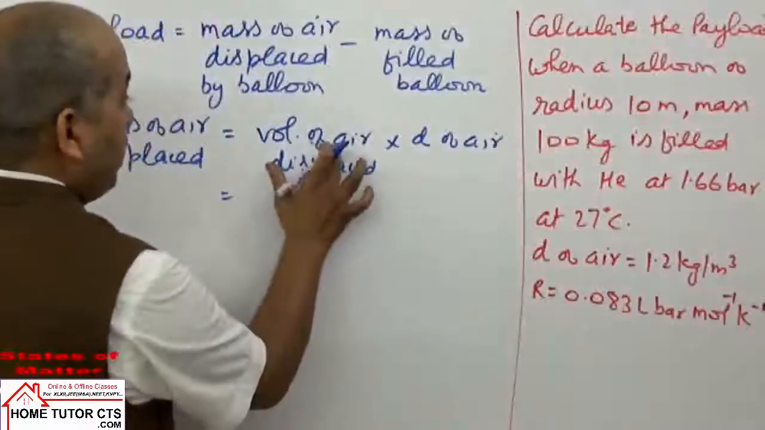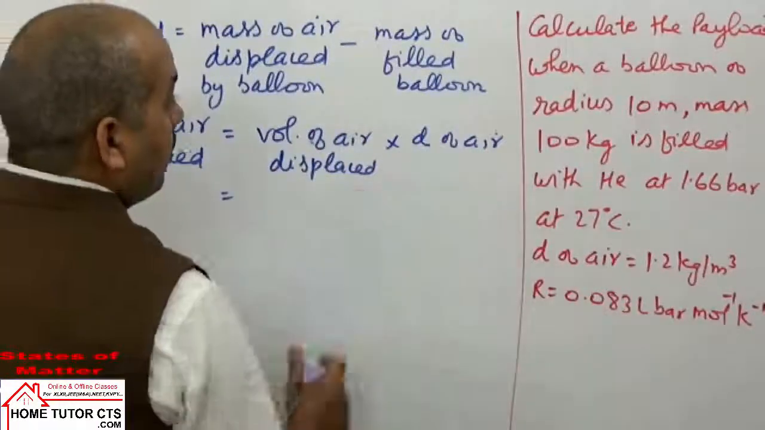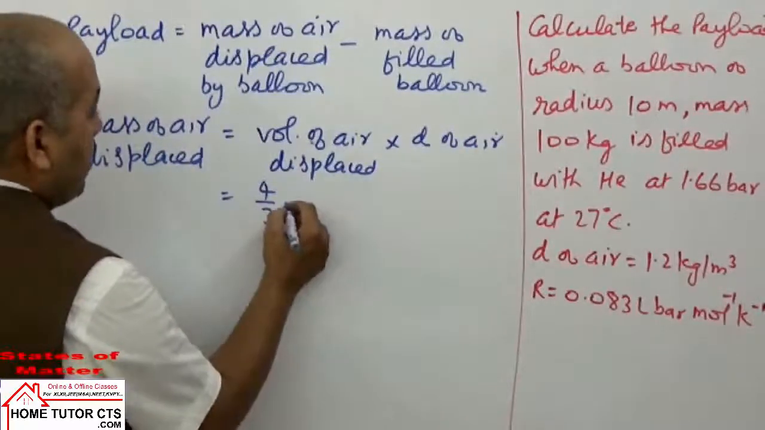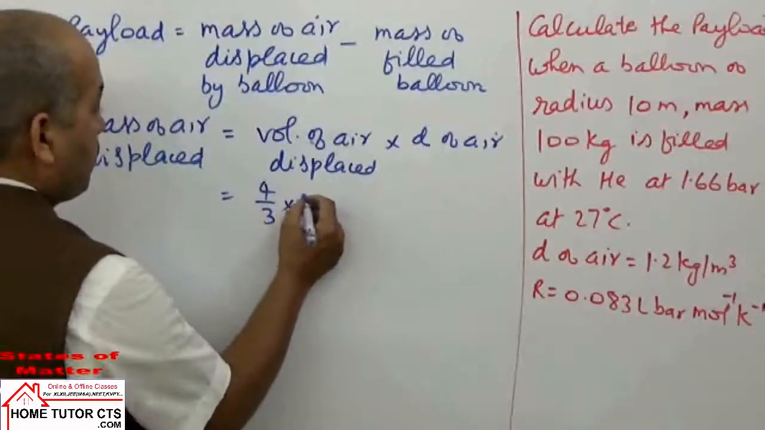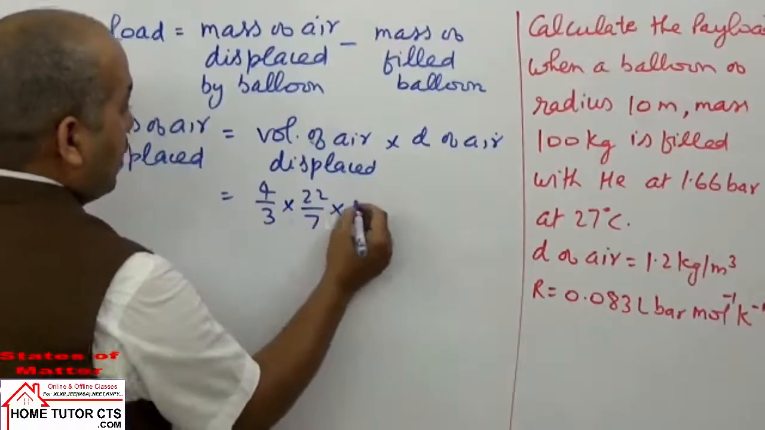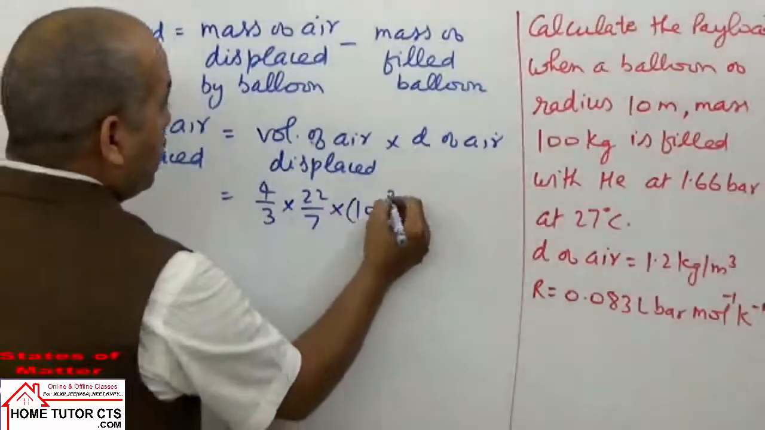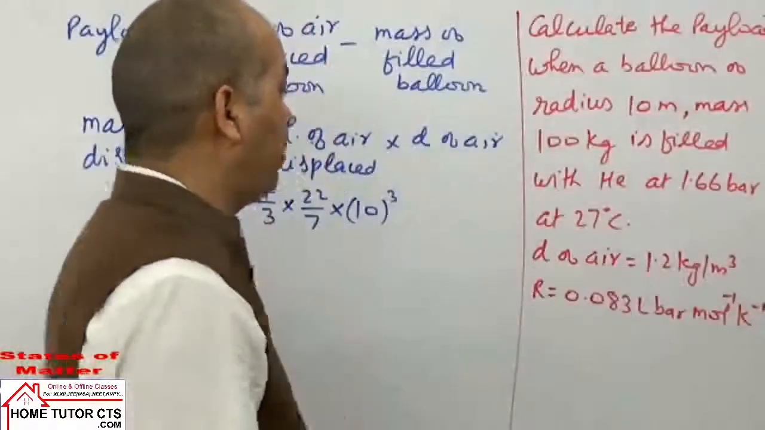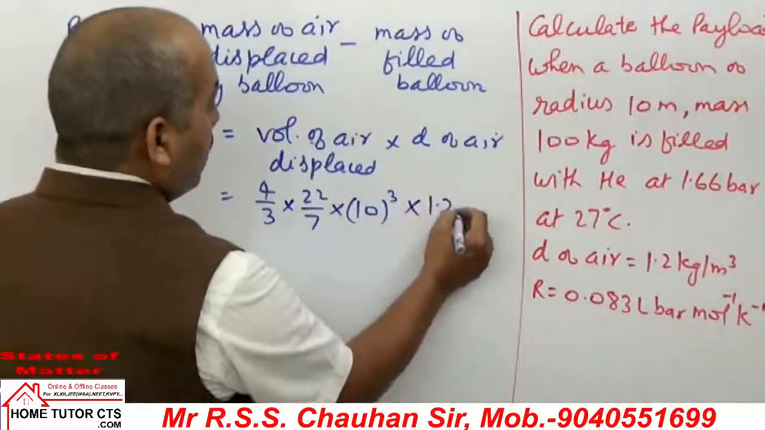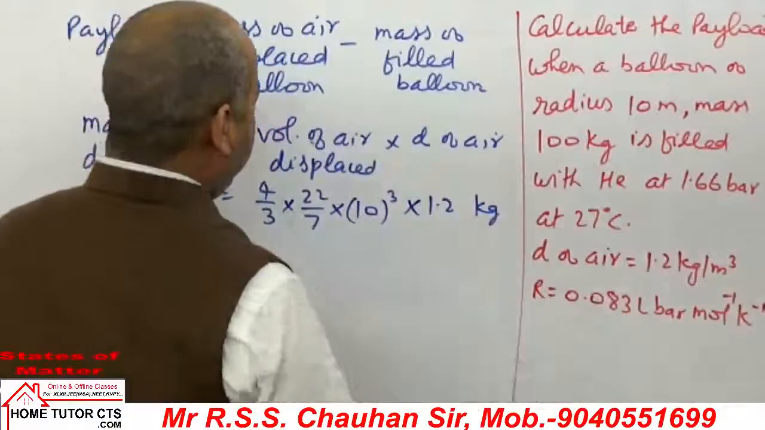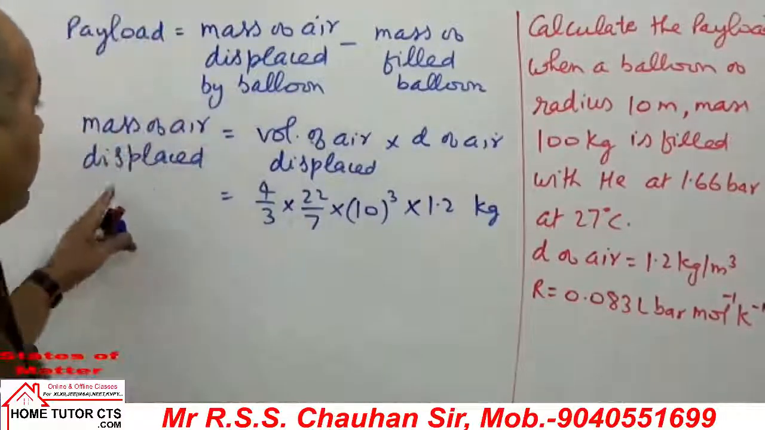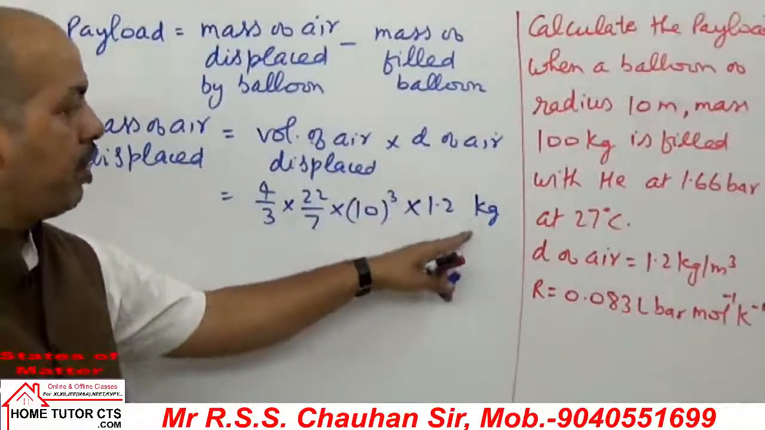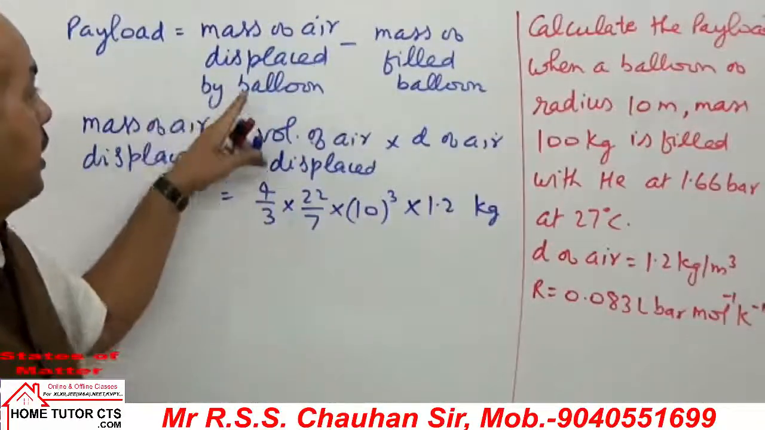What is the volume of air displaced? It is the same as the volume of the balloon, which has radius 10 meter. So it can be taken as 4/3 pi r cube. Radius taken 10 meter, so this volume will be in cubic meter. No problem, because we are given the density of air in kg per cubic meter. So into 1.2, this becomes the mass in kg. Volume into density of air is the mass of air displaced by the balloon.